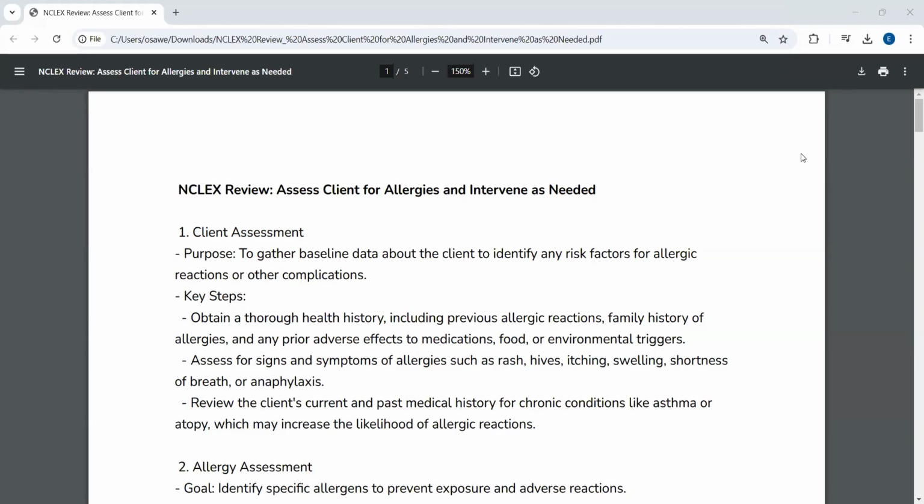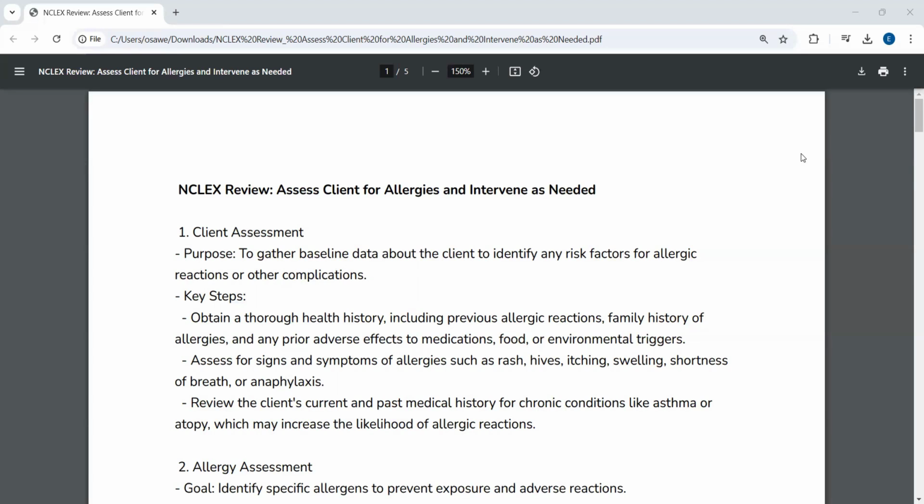Okay, so let's talk about how you can assess a client for allergy and intervene as needed. This is one of the NCLEX testing areas. So it's important you stay focused throughout this lecture because it covers everything you should know about assessing a client for allergy and intervening as needed.